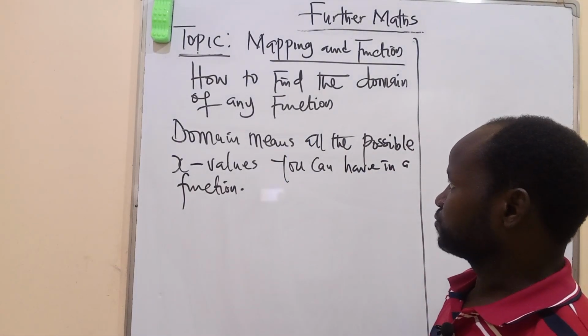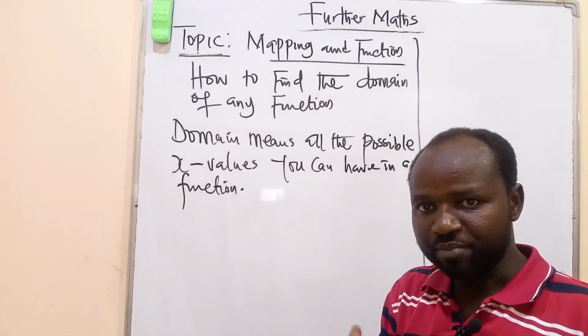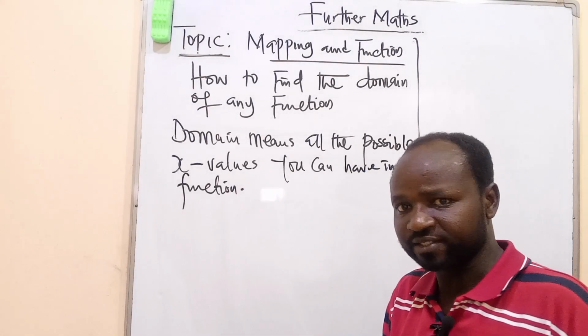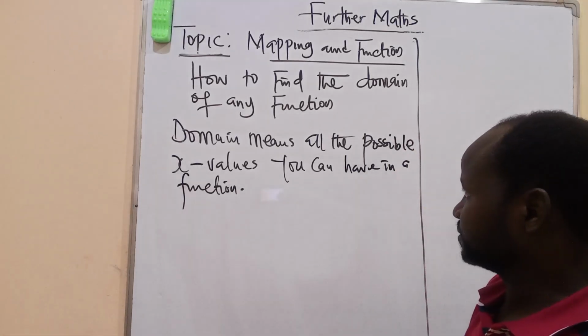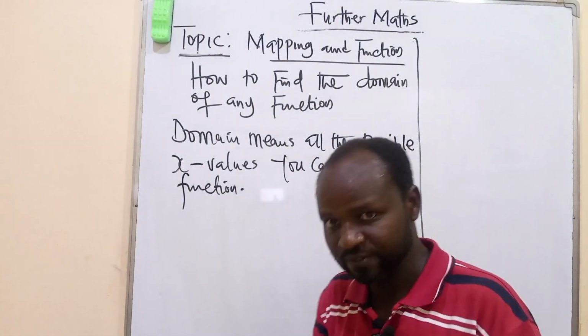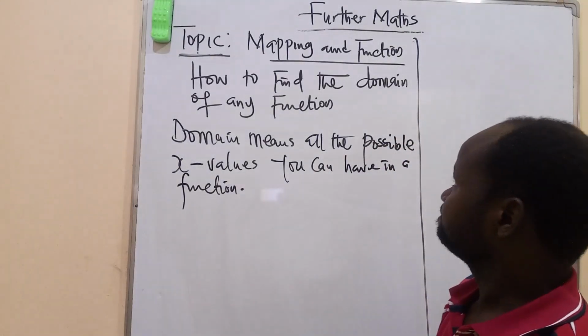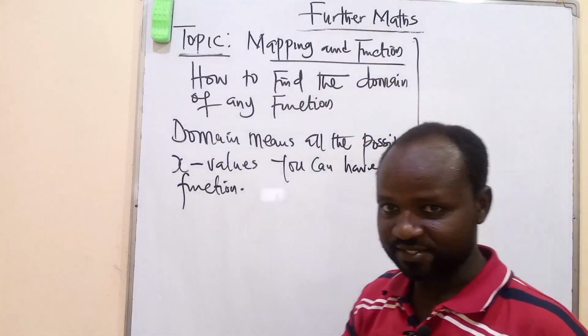For you to have a domain of a function, what are the possible values of x that will make that function to be defined? That's what we mean by domain. As I said, domain means all the possible x values you can have in a function. This is further mathematics.